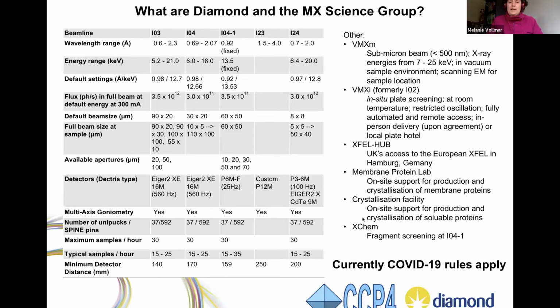And there is the XChem facility, which is on I04-1, with a fixed wavelength, but it's geared up for very high throughput. It's fragment screening into well-diffracting, well-established crystal systems, and then screening through small molecule fragments in a high throughput manner. So that's roughly the environment where I'm working.